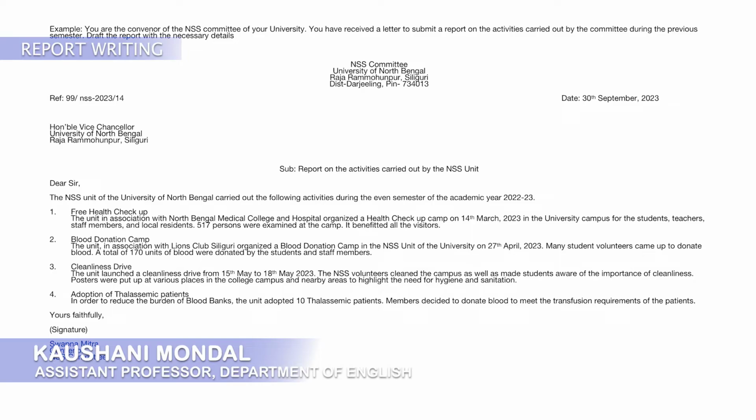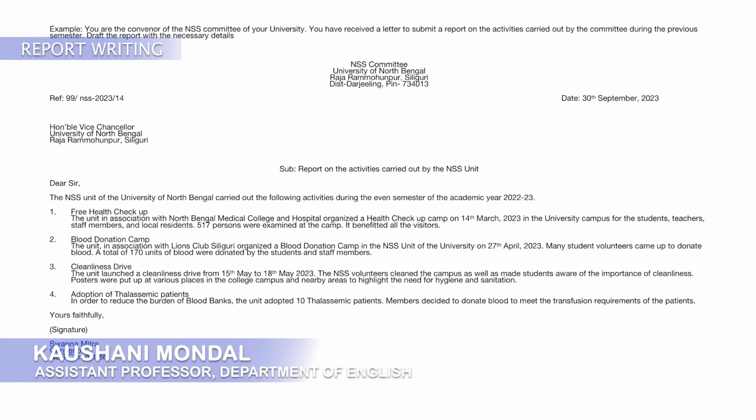Then comes the reference number and the date. The date has to be on the right hand side and the reference number has to be on the left hand side. Then comes the recipient's name, as well as the job title and the organization's name with the complete address. So, whom are we referring to here in the example? That is the Honorable Chancellor. So, Honorable Vice Chancellor, University of North Bengal, Raja Ram Mohanpur, Siliguri.